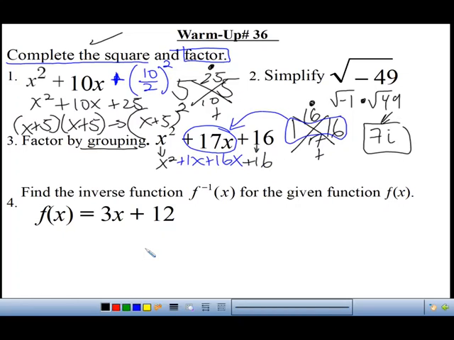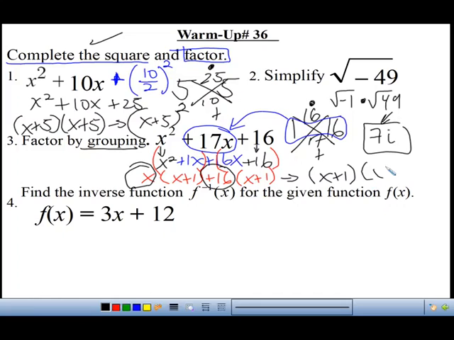And now I can group the first two terms, the last two terms. GCF here is x. We're left with x plus 1. GCF for these two is 16, and we're left with x plus 1. And now we can write our factors. It's the same here and here, x plus 1. What's left over? The x and the plus 16, so x plus 16.